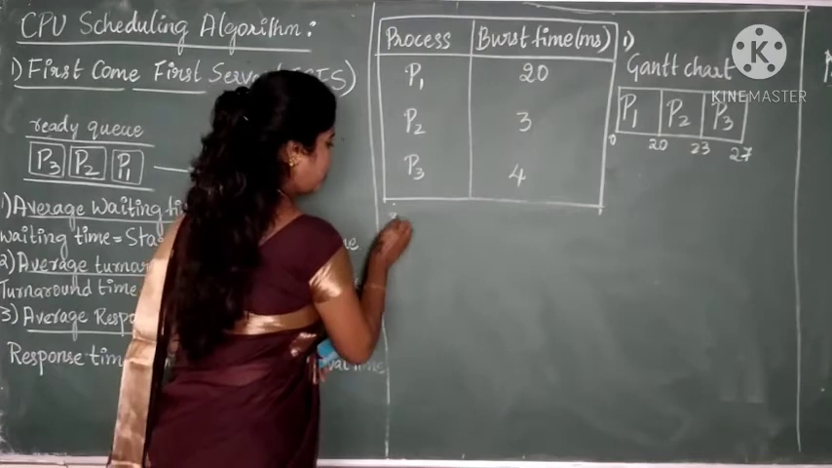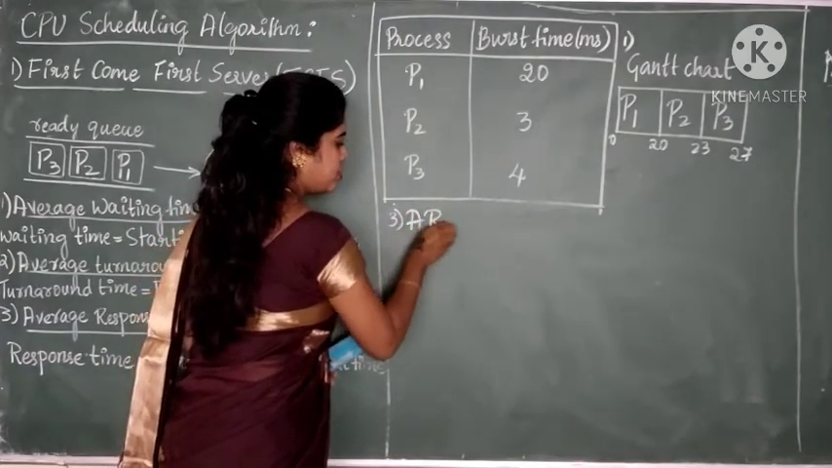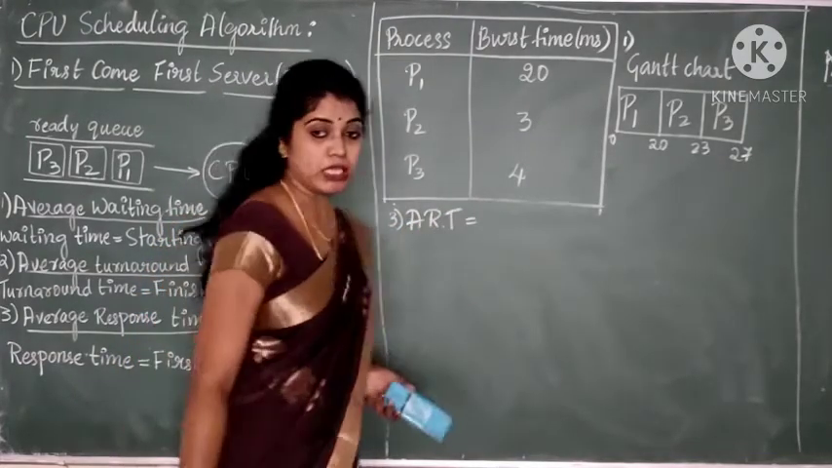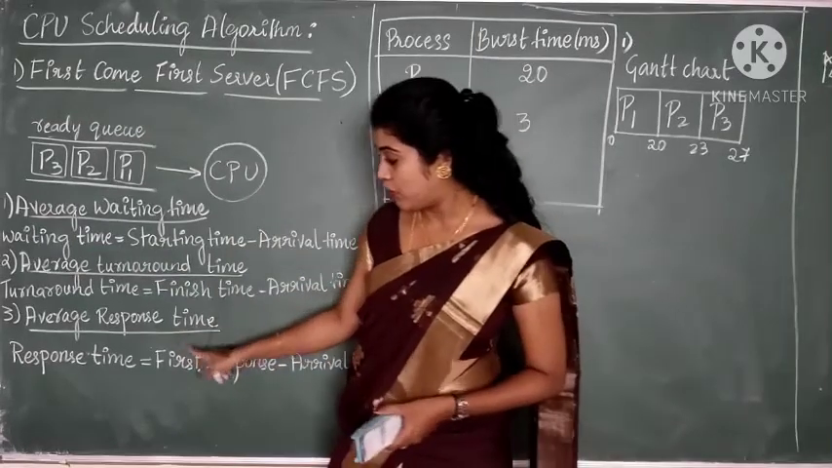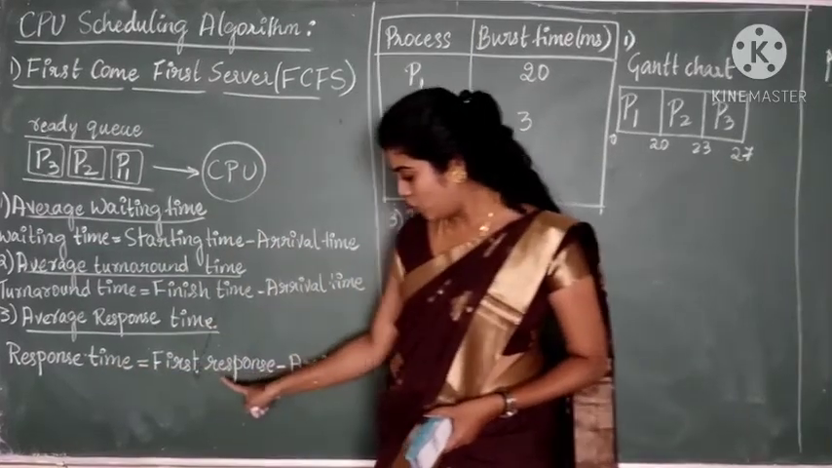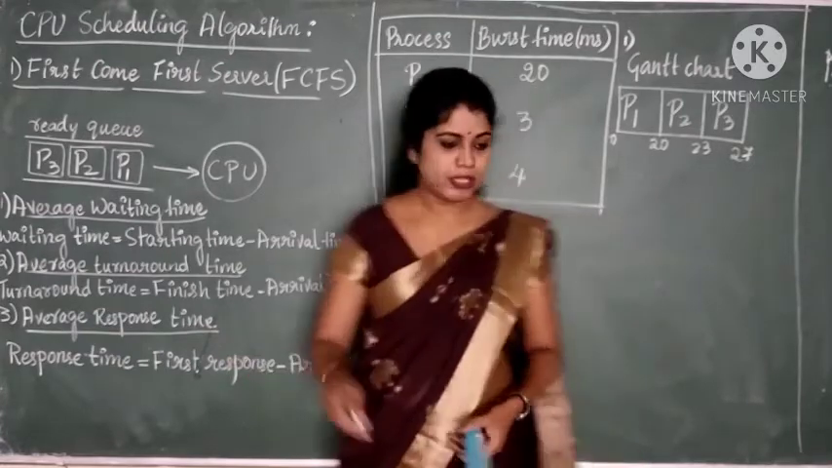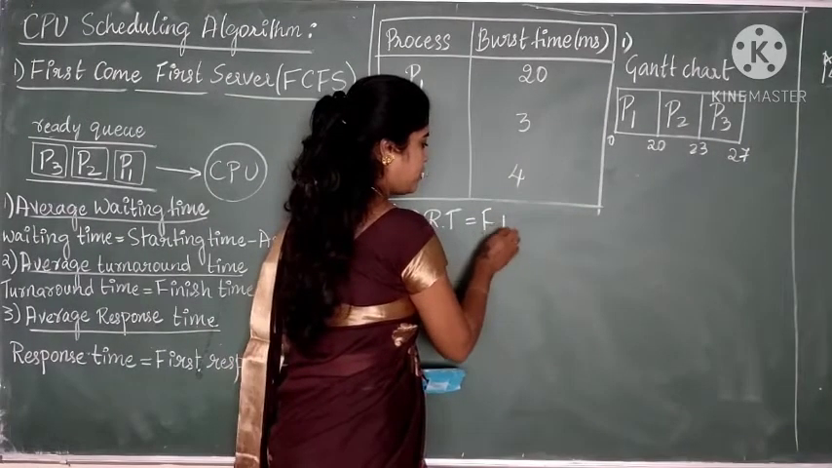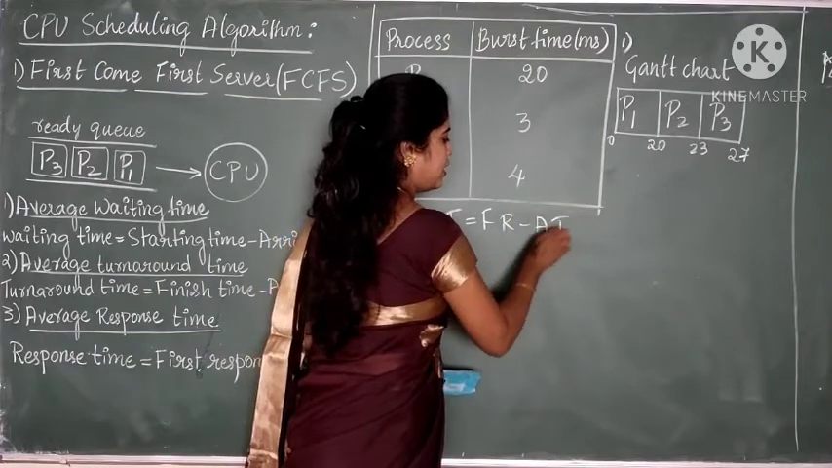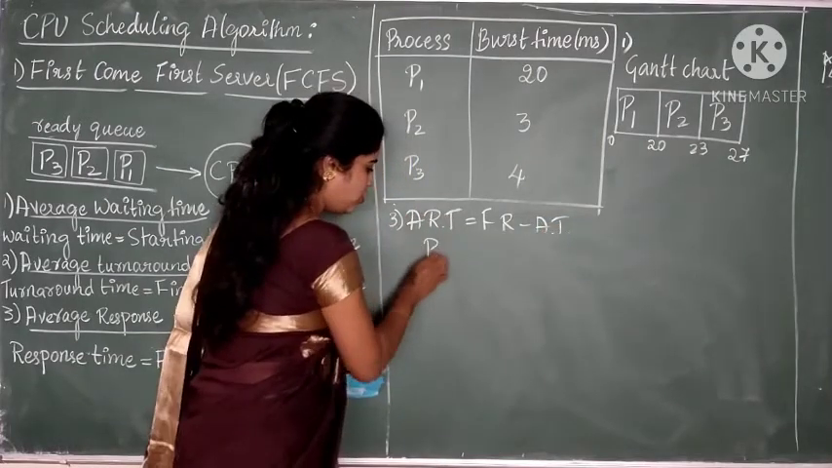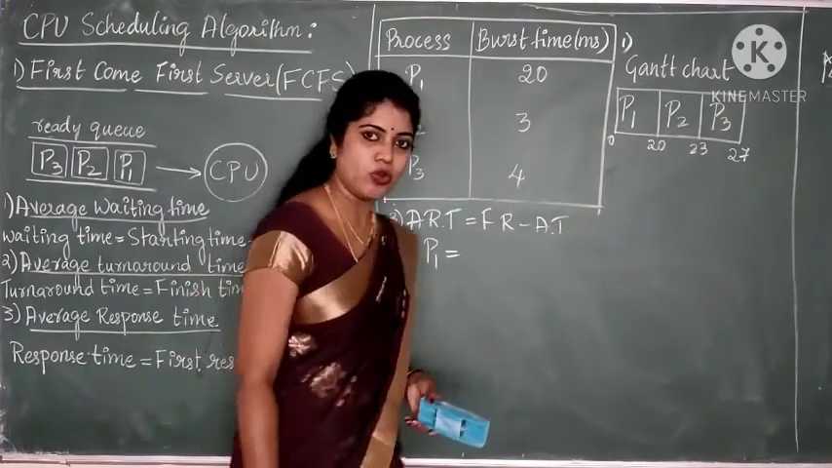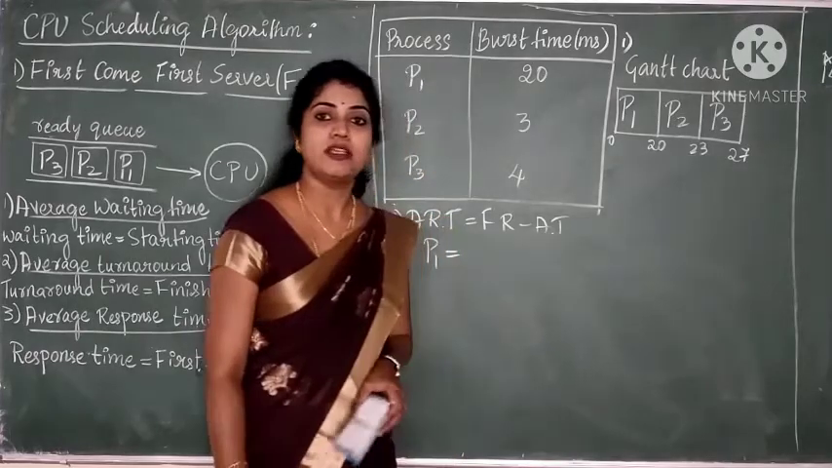And the last one you have is average response time, and the formula is given. Response time is equal to first response minus arrival time. First response minus arrival time. As everybody knows, the arrival time will always be 0. But here you have to understand what the first response is.